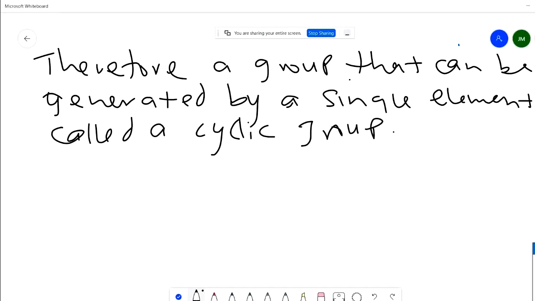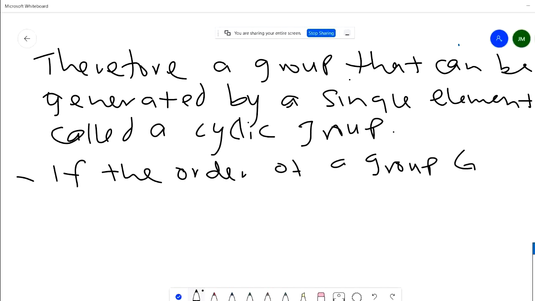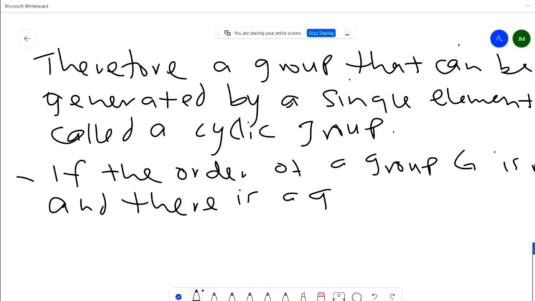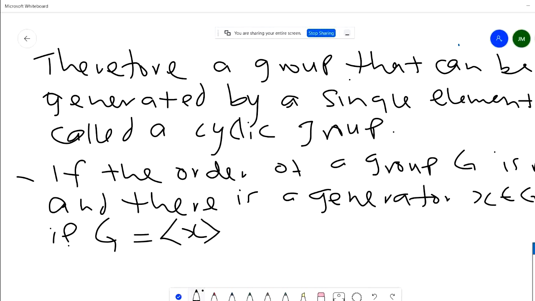So then we can also say that if the order of a group G is given as N, and there is a generator, say X in G, then we say that G is generated by that element X.